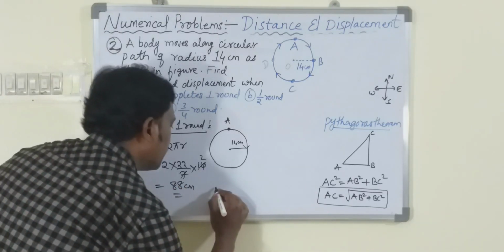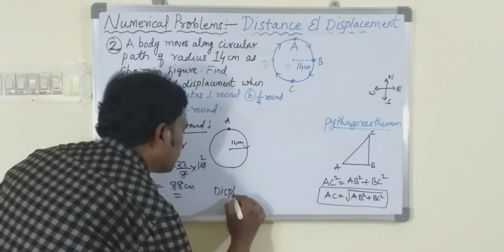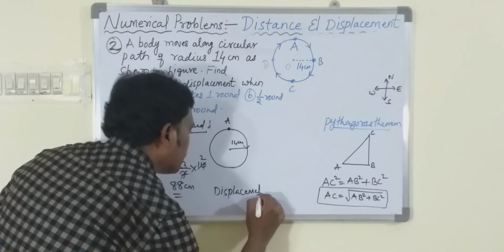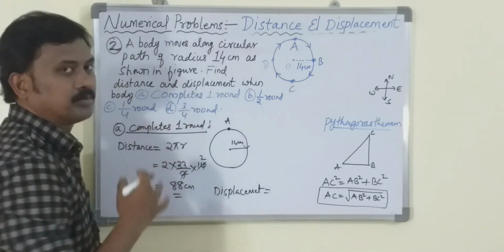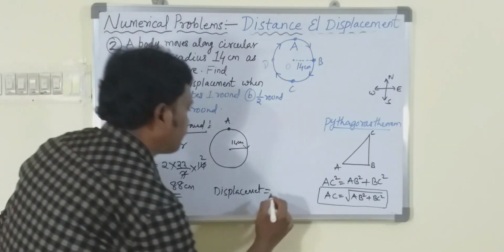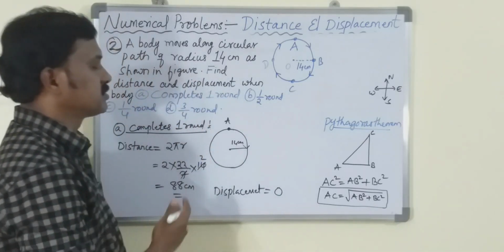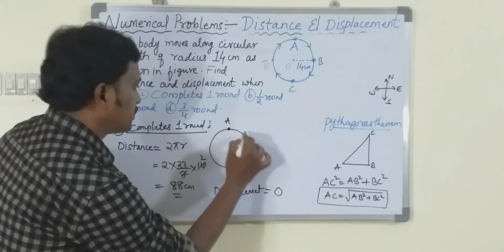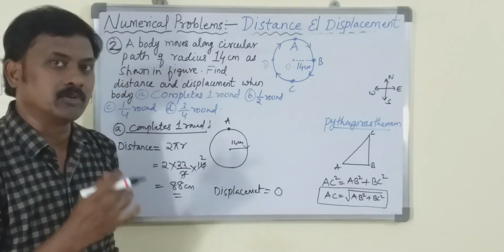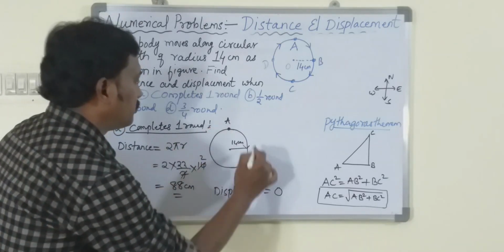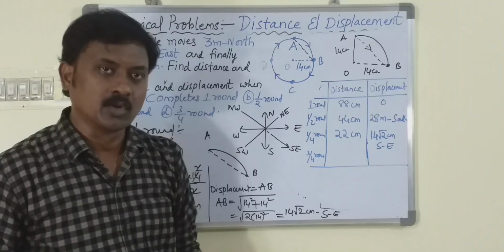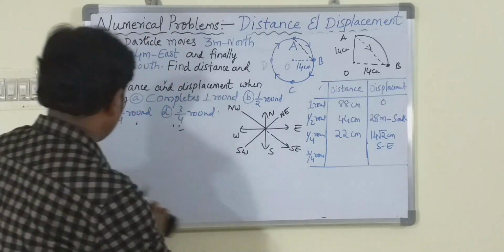And what is displacement? Very simple. As the body reaches the same position, so the displacement is 0. So here you have to remember, that is the circumference of the circle. So that will be the distance traveled by the body to make one complete round. Okay, children, now let us see the last one.